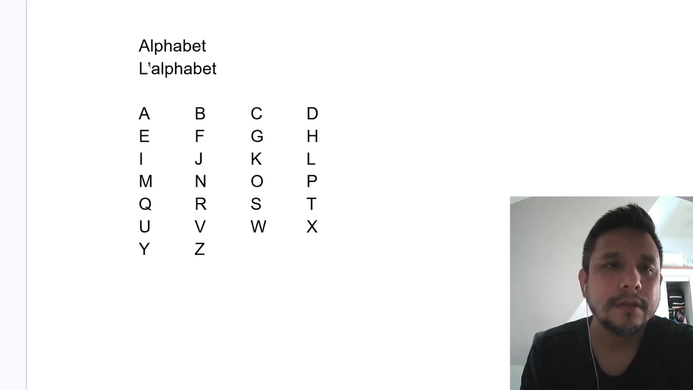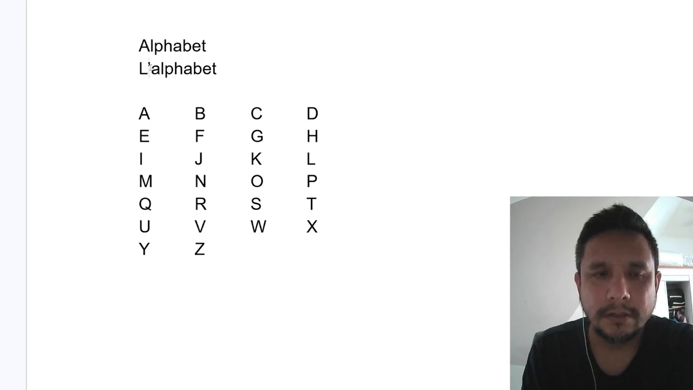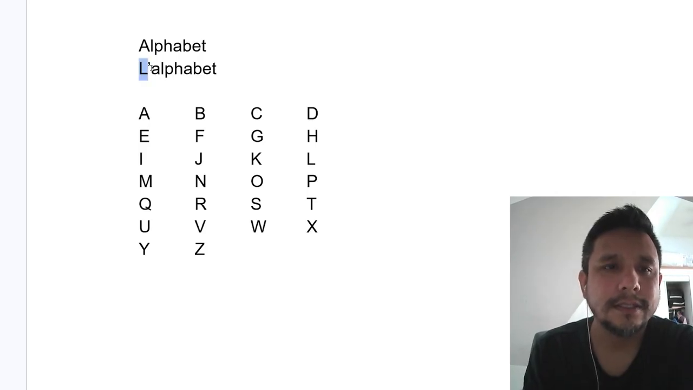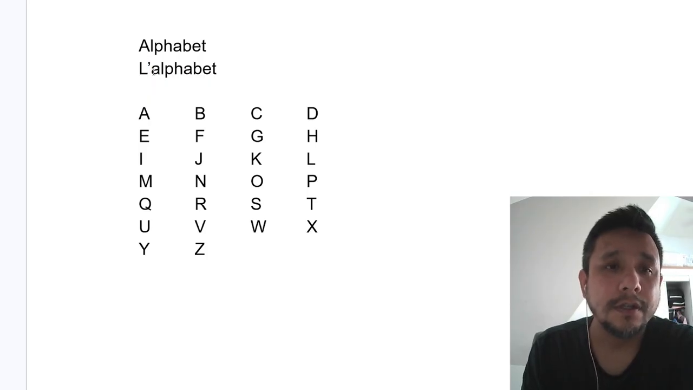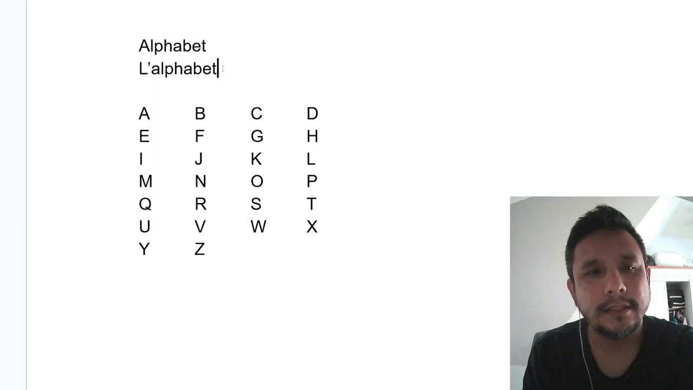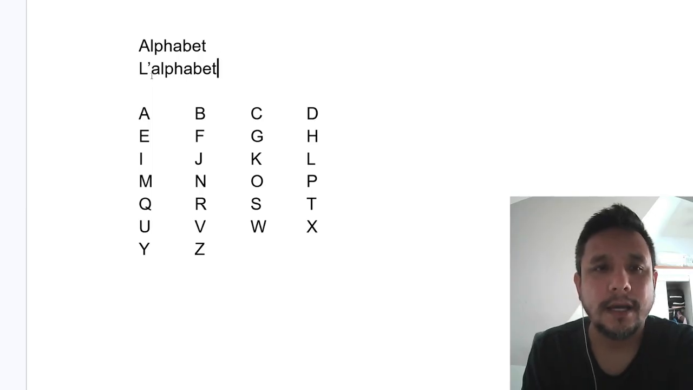L'alphabet. So L and apostrophe shows that the definite article "the" is used. So L here is "the", so it's the alphabet. Otherwise, you can just say alphabet. Okay, T is silent. Otherwise, it's the same alphabet.